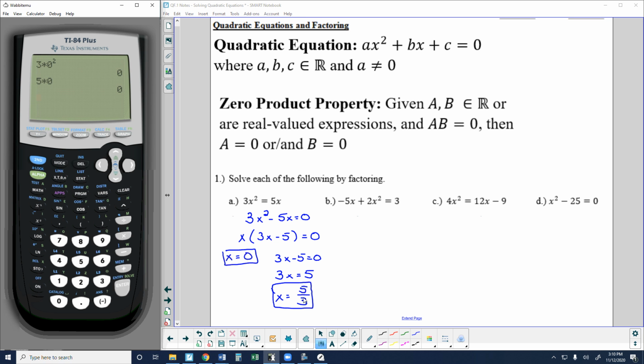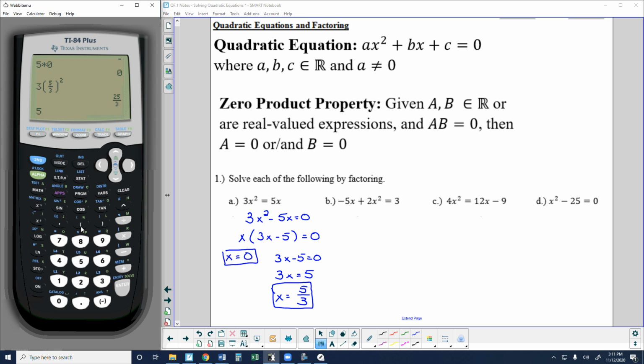I can also go back and try this with 3/5. So let me put in 3 times, let me go ahead and put this into parentheses. So 3 times 5/3, sorry, rather I said 3/5 earlier, I meant 5/3, squared. And this equals 25 over 3.